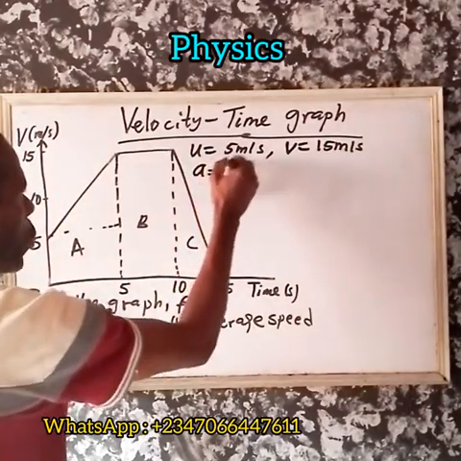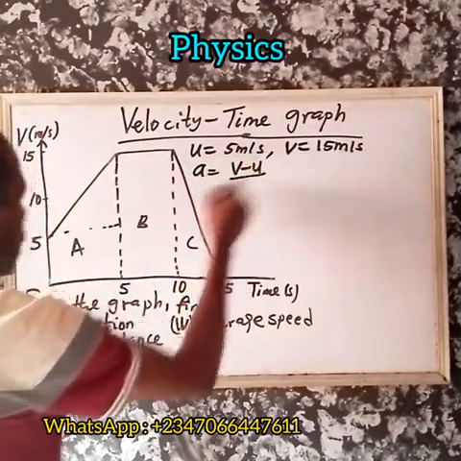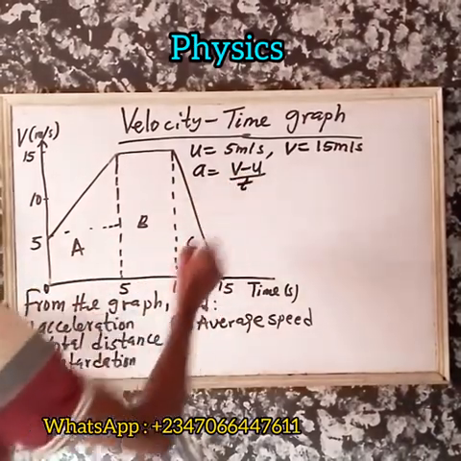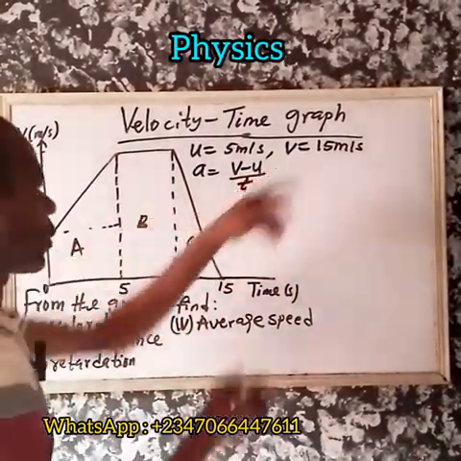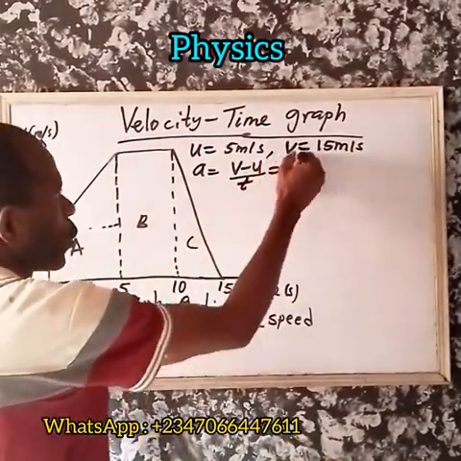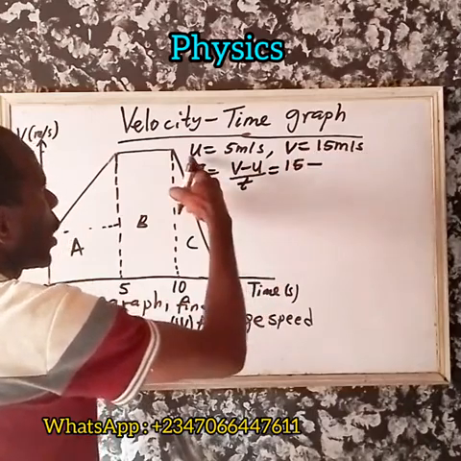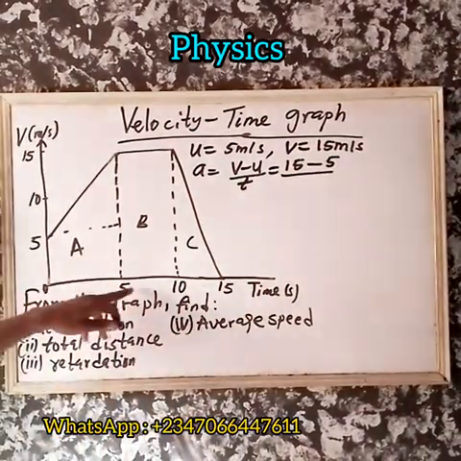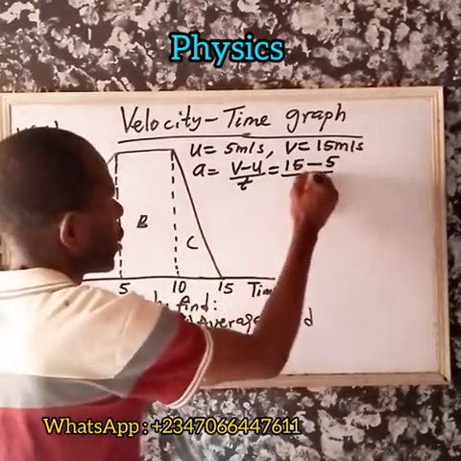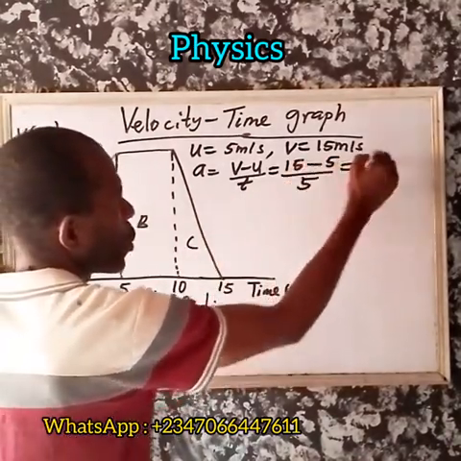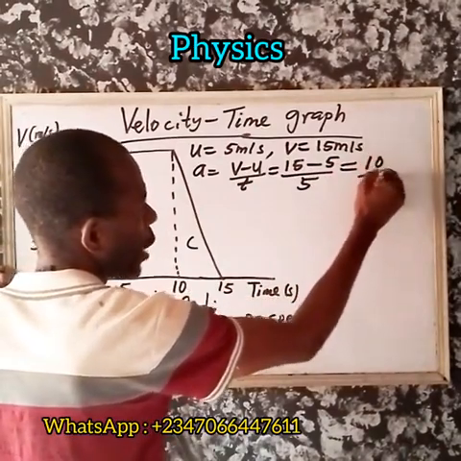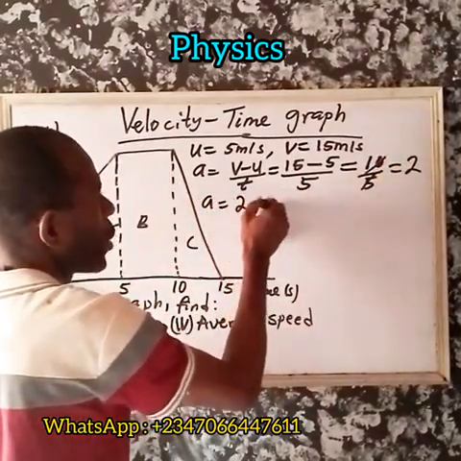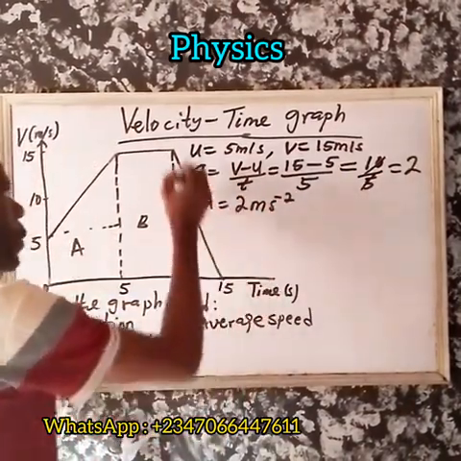So your a is equal to v minus u all over the time it took. This point here is 0, then t. Now, what is v? v is 15. Then u is 5, all over the time. From here to this point is 5, so we divide by 5. This is equal to 15 minus 5, which is 10, over 5. We cancel out, we have 2. So acceleration is 2 meters per second squared. So we have solved that.